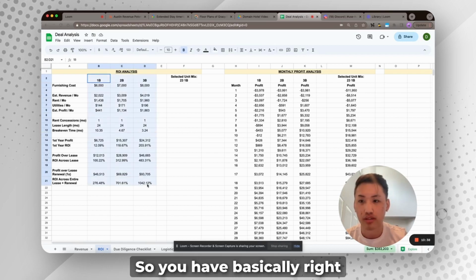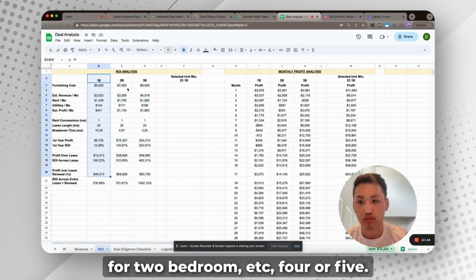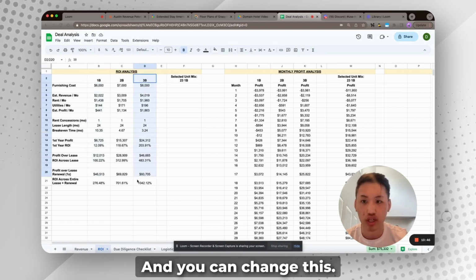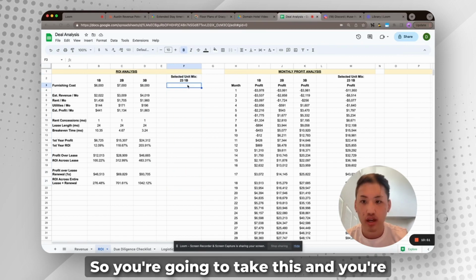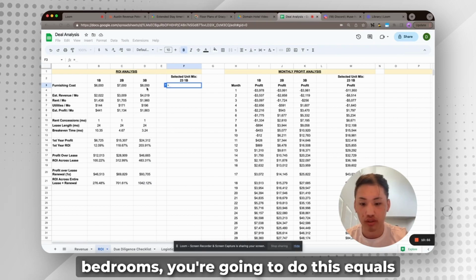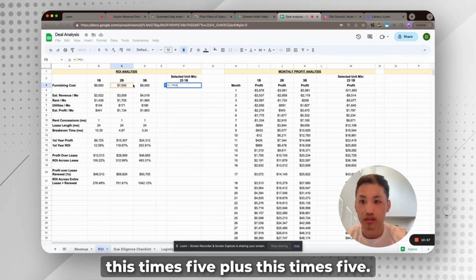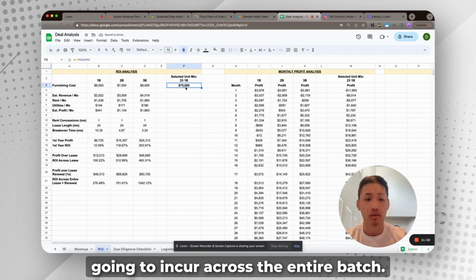Right here on this ROI analysis, this is looking at per unit. For 1 bedroom, what are you going to make? For 2 bedroom, etc. You can change this. And then right here, this is the unit mix. For example, if I have taken on 5 2 bedrooms and 5 3 bedrooms, you're going to do this equals this times 5 plus this times 5. That's your unit mix. That's the furnishing cost that you're going to incur across the entire batch.